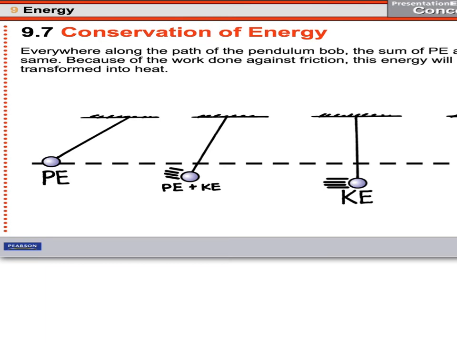Everywhere along the path of a pendulum, as it swings back and forth, the sum of potential energy and kinetic energy is the same, apart from the work done against friction. This energy will eventually be transferred into heat.